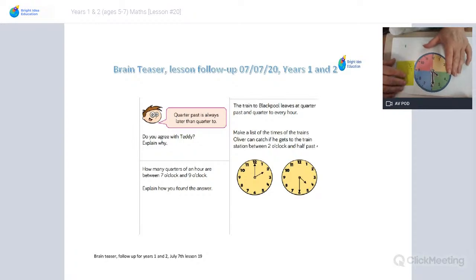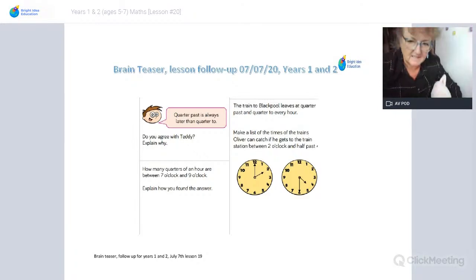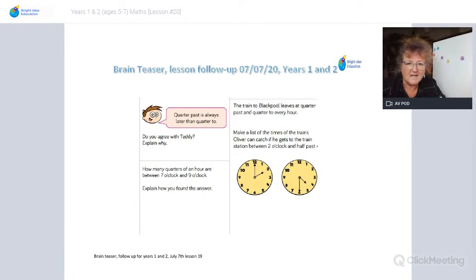We've run out of time. So between 2 o'clock and 4:30, there were 5 trains: 2:15, 2:45, 3:15, 3:45, 4:15. There were 5 trains that Oliver could have caught between 2 o'clock and 4:30.